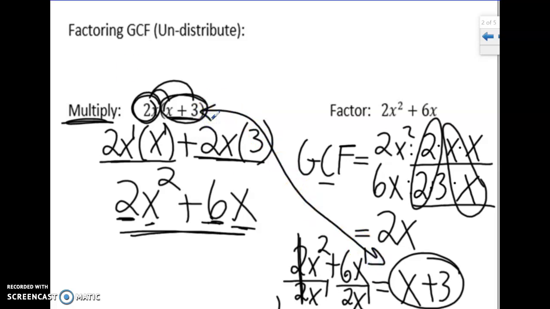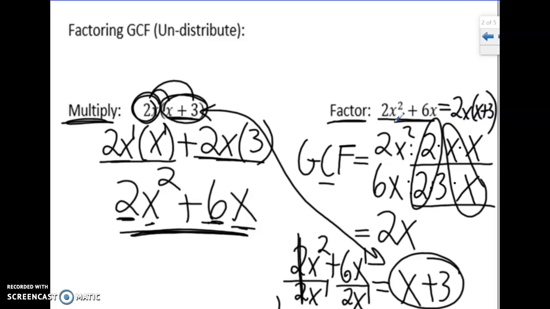I got a lot of arrows and a lot of work up here, but basically what we've done is we've undone the multiplication process. We have factored, all right? And we're going to rewrite this as an equivalent expression to the original 2x squared plus 6x, all right?